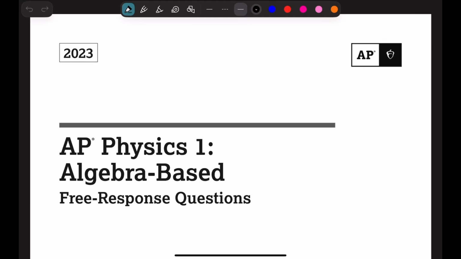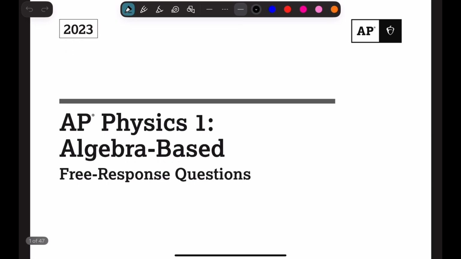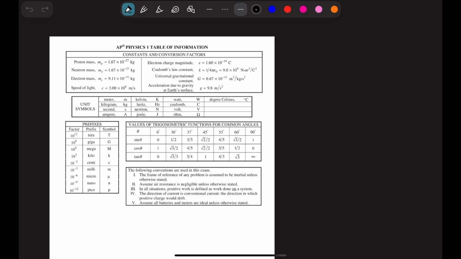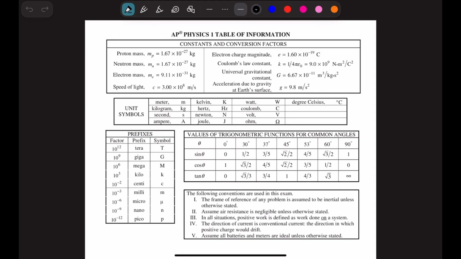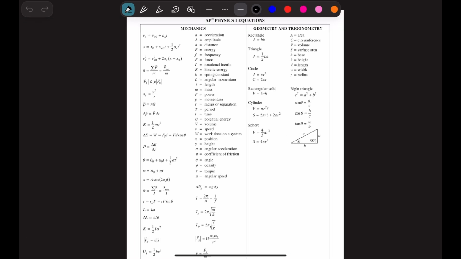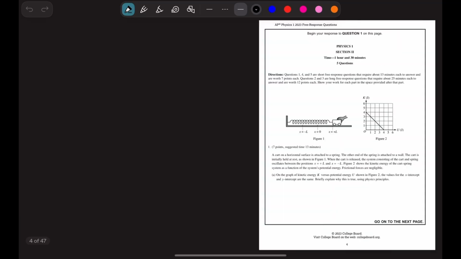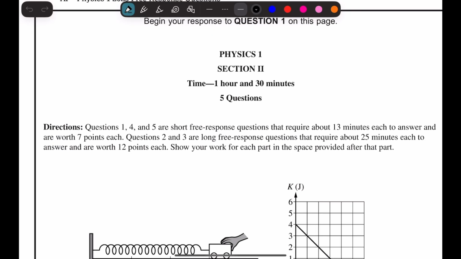In this video, we're going to be doing a walkthrough of the 2023 released AP Physics 1 FRQs. Starting off, this is the formula sheet that you would have been given, and you would have access to both sides. Okay, let's start off with question 1.